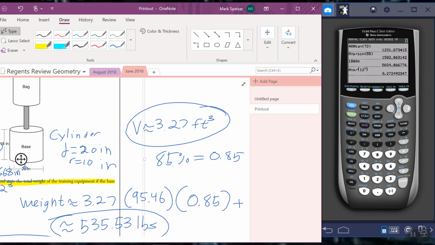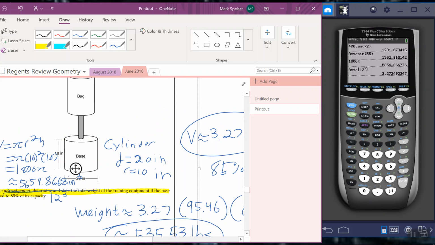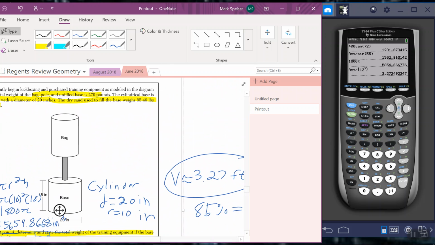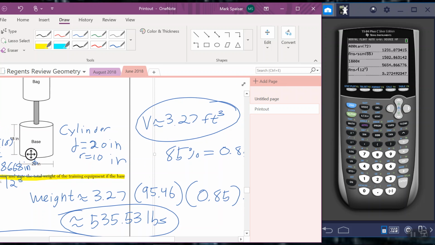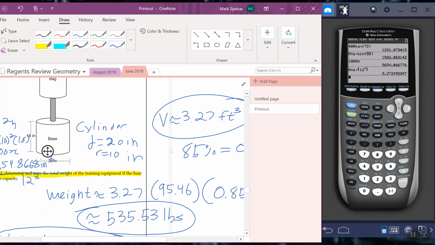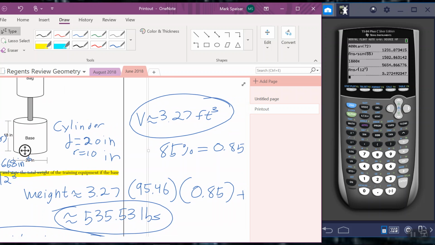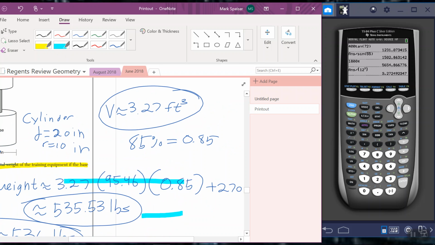Then we want to find our weight. So we know our density is 95.46 pounds per cubic foot. We know our volume is 3.27, so you multiply the density times the volume, which will give you the mass, times its filling of 85%, or 0.85. Add that to the actual weight of the bag of 270.